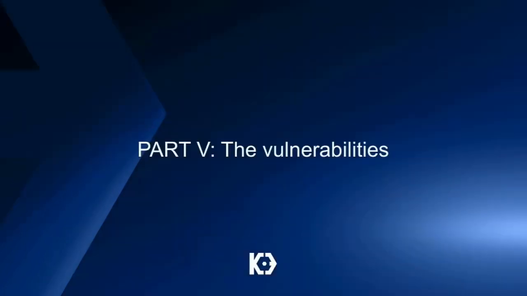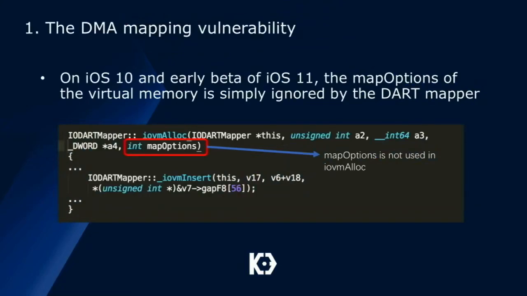Okay, now with almost all the concepts well explained, let's discuss the real vulnerabilities. The first vulnerability is quite simple and obvious. On iOS 10 and the early beta of iOS 11, the map options of the virtual memory are simply ignored by the DART mapper. From the code below, you can see that in the DART code IOVMalloc, there is an option called map options, which indicates the access protection bits of the virtual memory. And this parameter is never used later in that function.